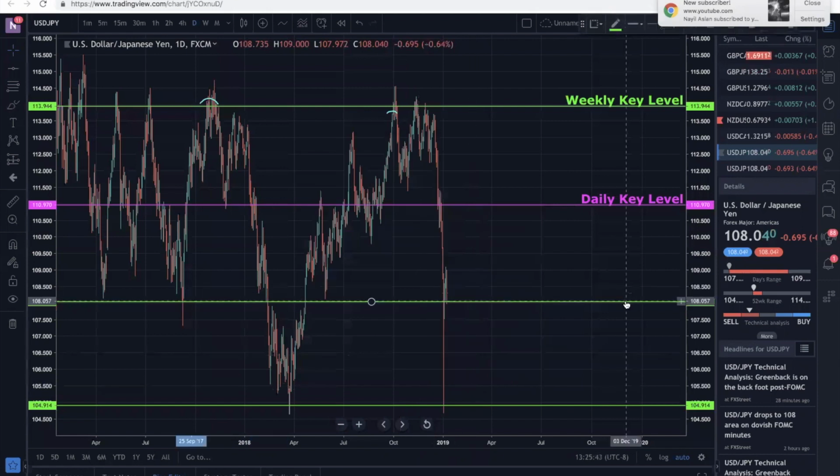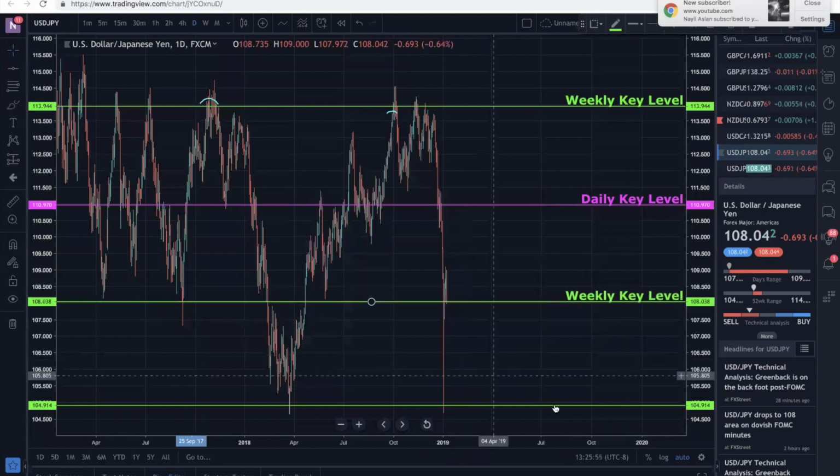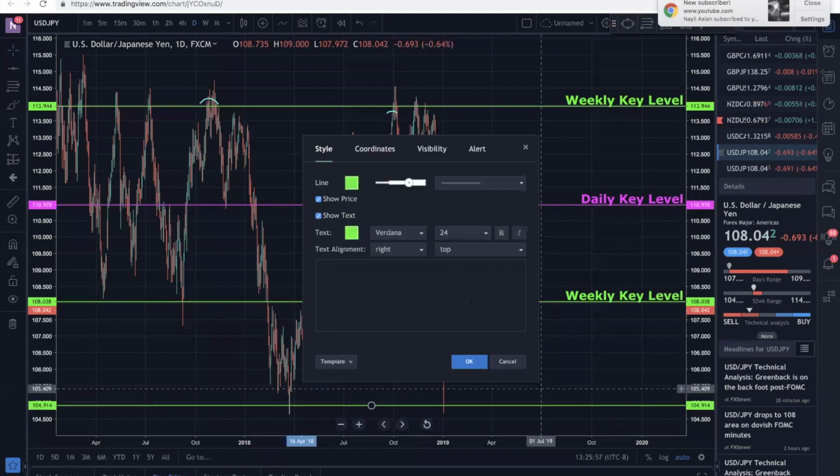Go to mark these ones up. So this would be a weekly key level. One question I get asked is, hey, are you looking for one more than the other? And the reality is weekly key levels have more data in it, so I do give that a little bit more significance.